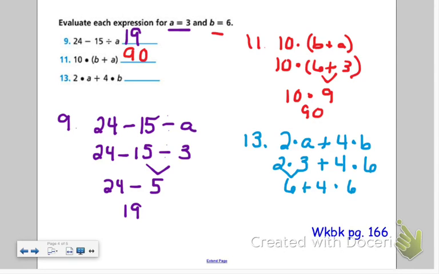Remember, I do one thing at a time, bring it down. I've also got 4 times 6, which is 24. And all that's left is addition. 6 plus 24 is 30.